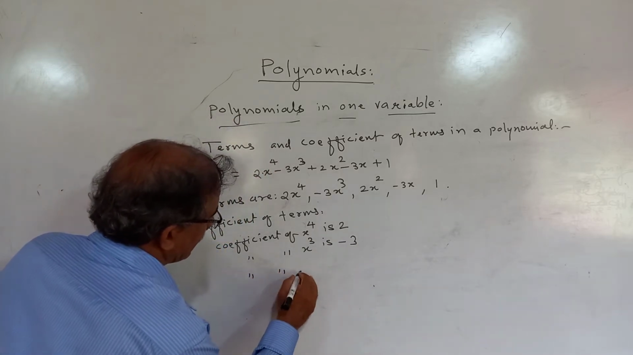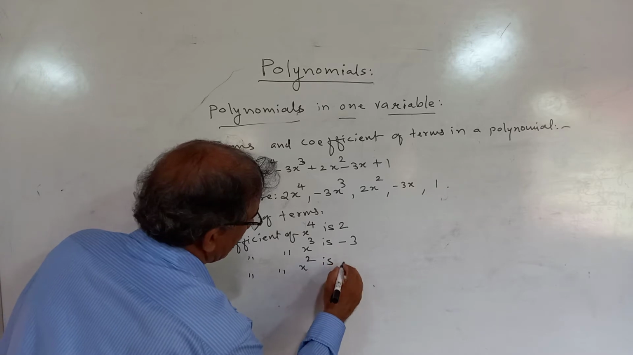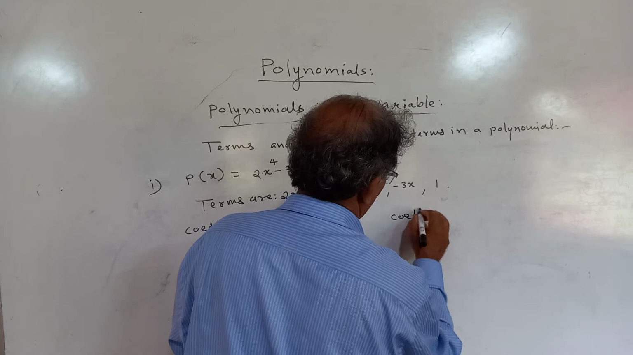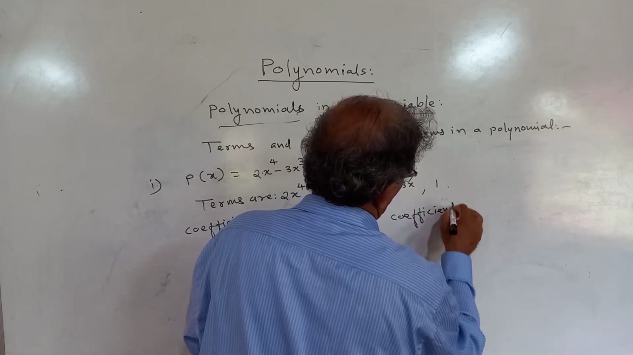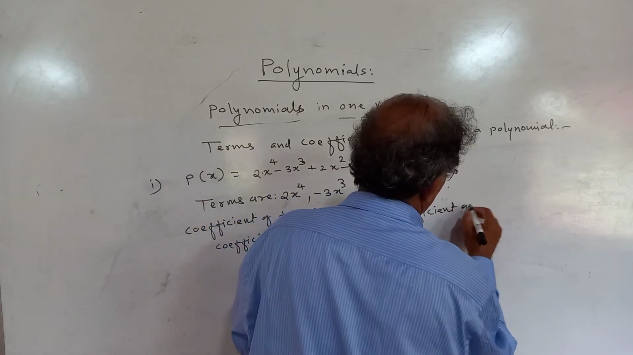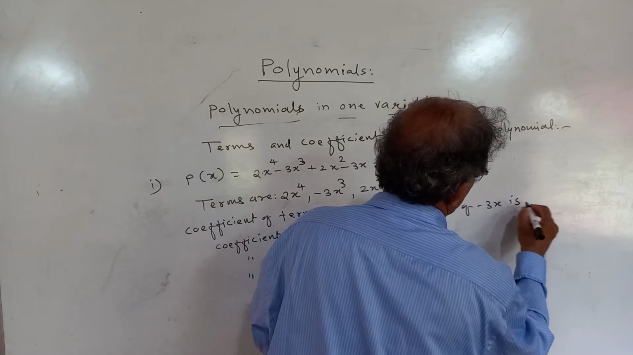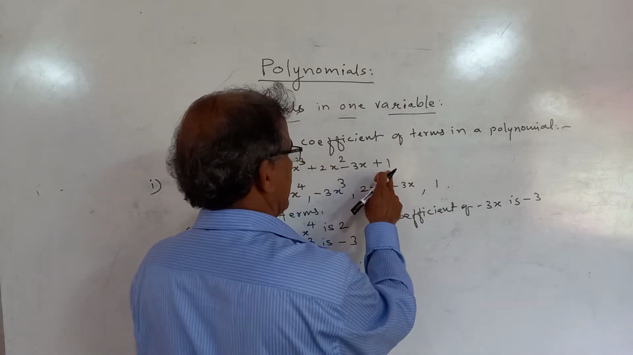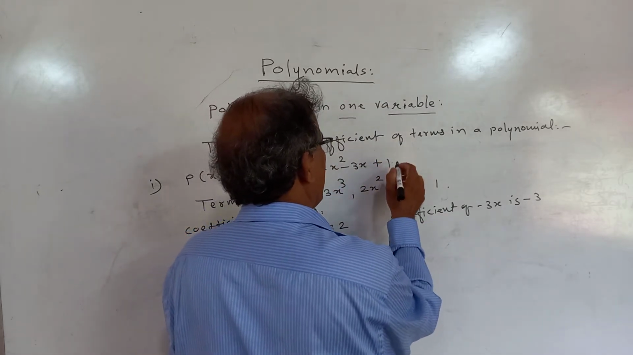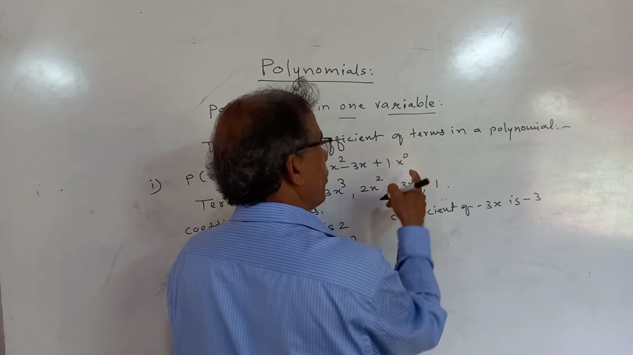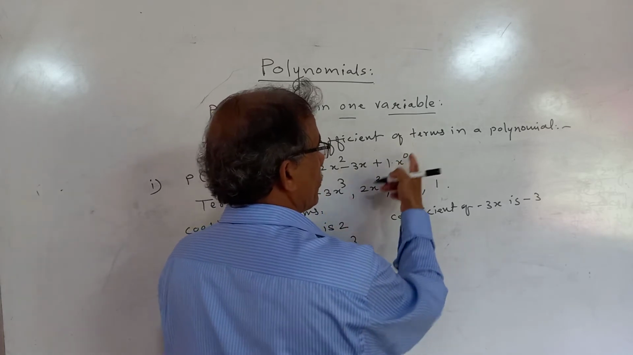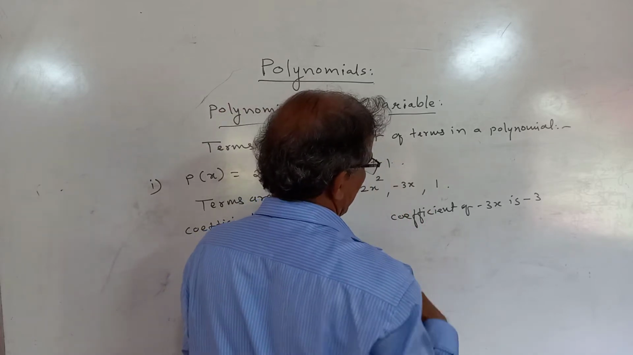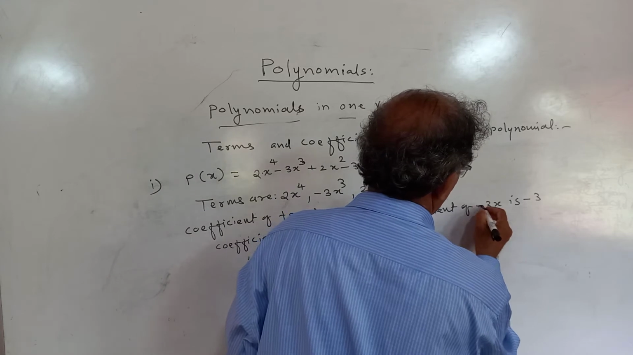Coefficient of x square is 2. Then the coefficient of minus 3x is minus 3. And the constant term is 1. Or 1 can also be written as 1 into x raised to 0, because x raised to 0 means 1. So 1 into 1, finally it is 1. So if you want, the coefficient of x raised to 0 is 1.